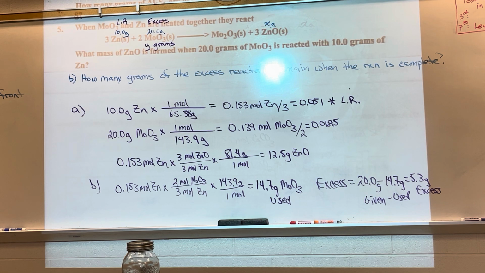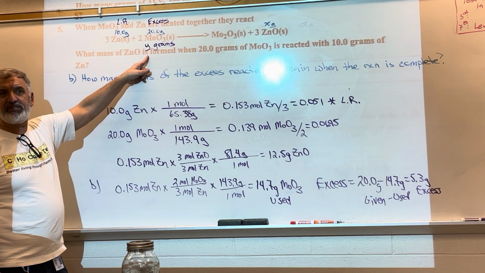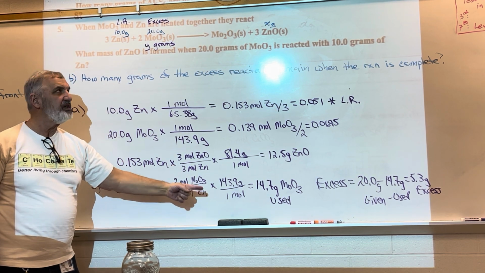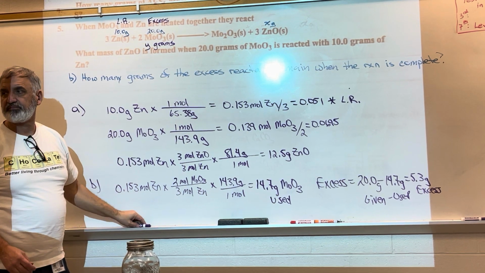All right, so the only thing different is we just make this one my unknown. The excess makes the unknown. Do everything the same. That tells me how much got used, subtracted from my given, that gives me my excess.